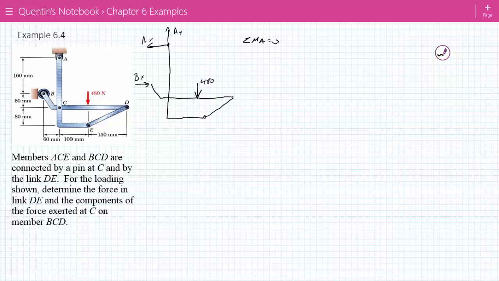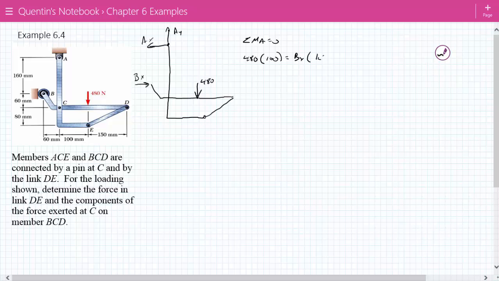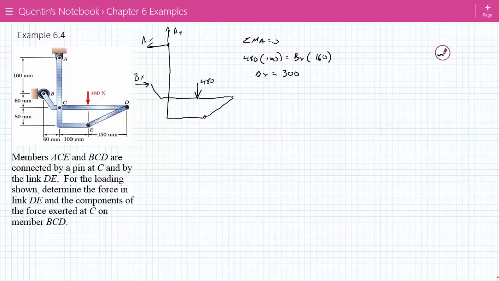So what do we have? Well, we have 480 times this distance from here to here, which is 100, is equal to BX times 160. So BX ends up being 300, a positive number, which just means we drew it in the right direction. Then we take the sum of the forces in X equals 0, and that tells us that AX is equal to 300. Again, we drew it in the right direction, kind of convenient.